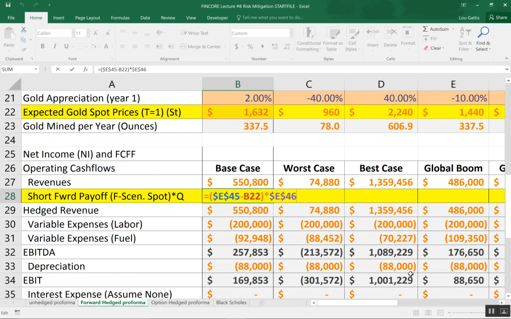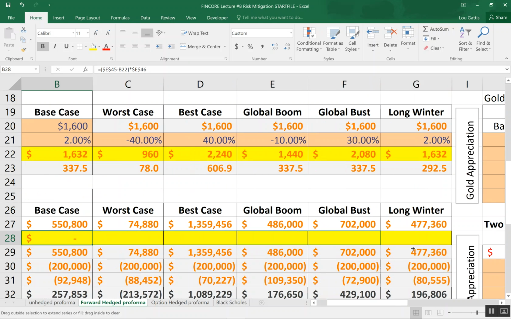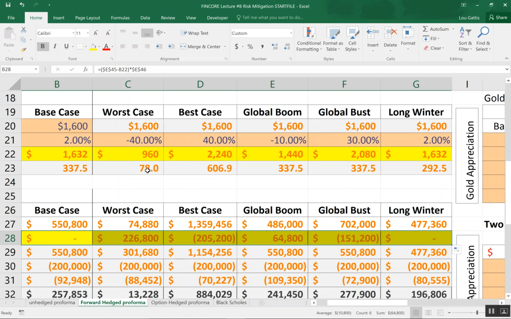So if gold, in this case, we did negotiate a spot price, which is equal to the expected spot price. We negotiated a forward price that is the expected spot price. So there is no exchange if the gold stays at 1632. But if I copy that formula over, what you see is anytime gold goes down, in any scenario where gold goes down, I get a check.